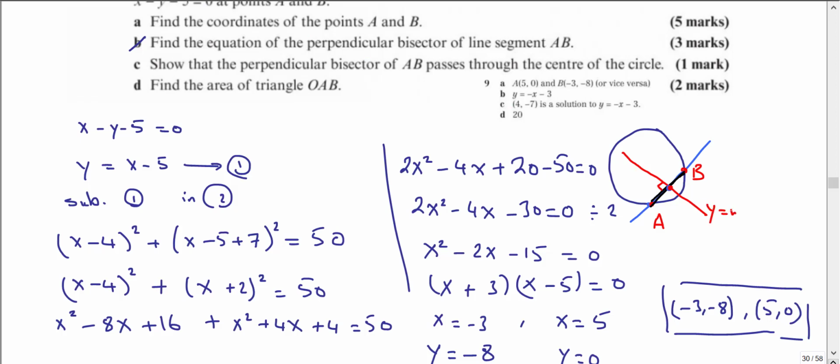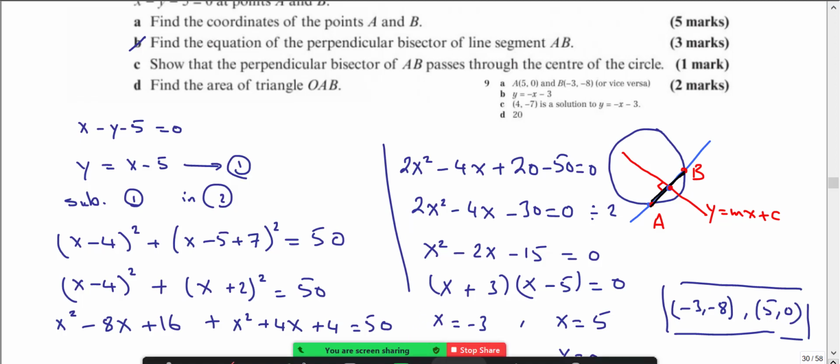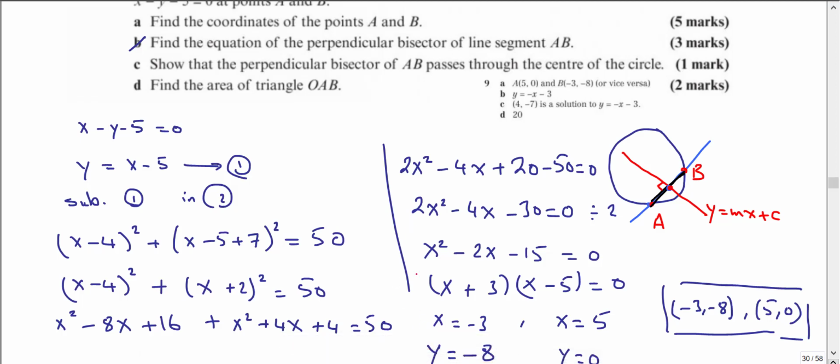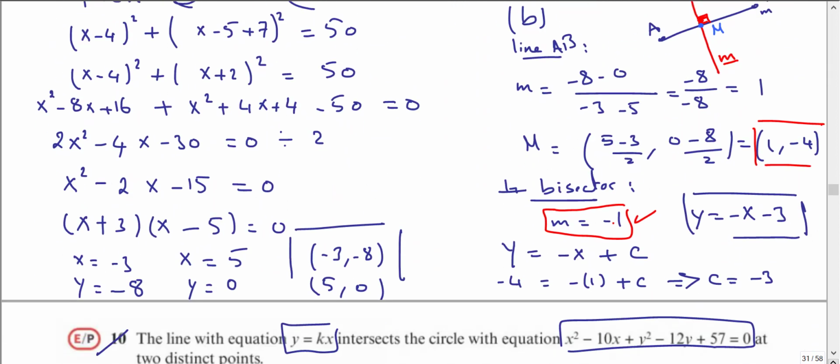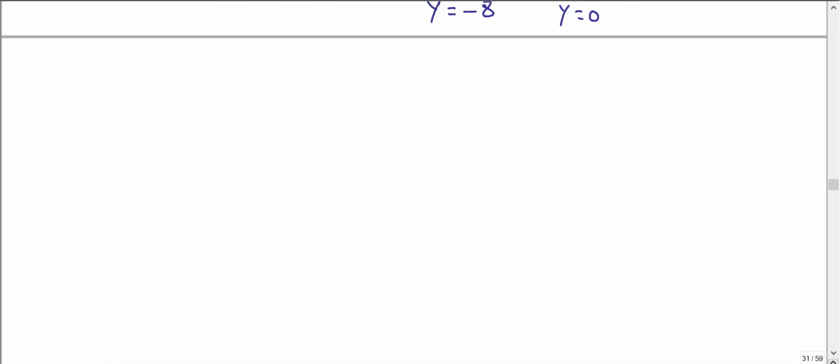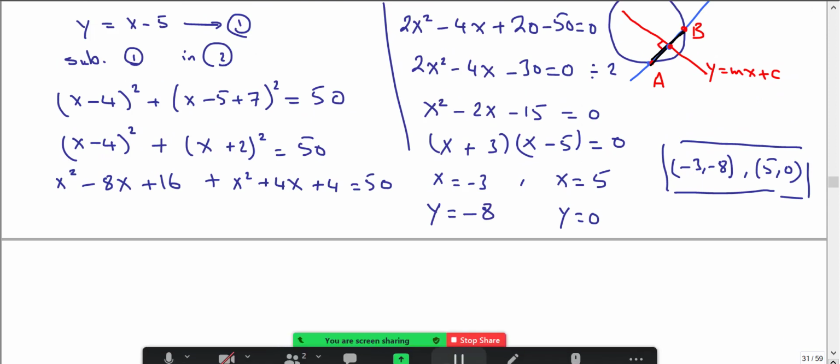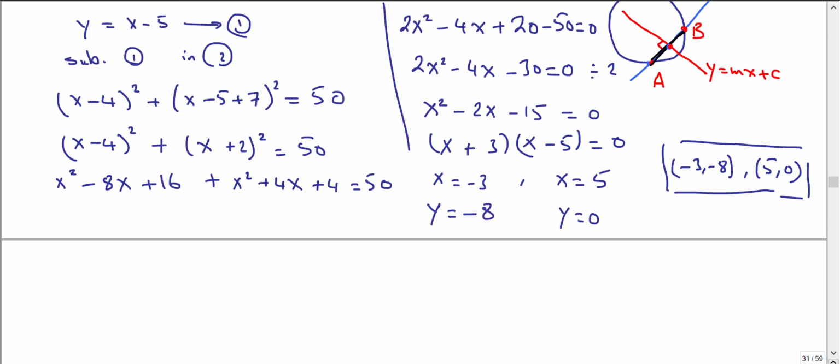Now we want the equation of this line. So y = mx + c. I need the equation of the perpendicular bisector. So you need the gradient and you need c. C would be the y-intercept. We need the gradient and we need a point also on the line. Do we have any point on the perpendicular bisector? No, sir. We don't have any point on the line. Then we have to find a point.